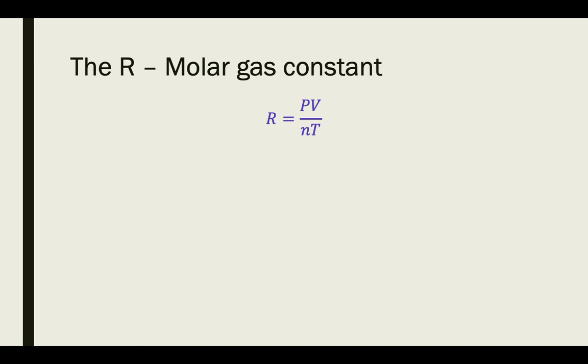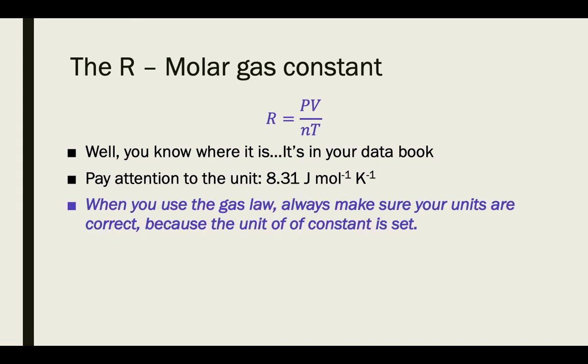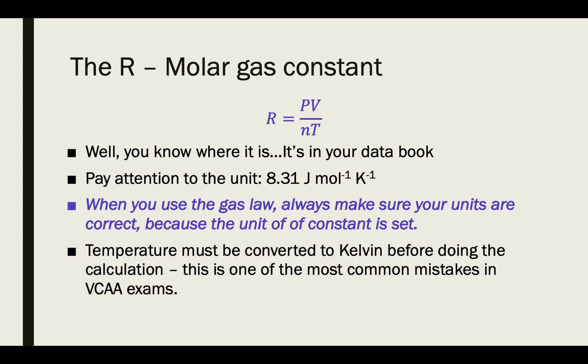Through experiment we realize that if you multiply the pressure and volume of a gas and divide it by its amount and temperature, the result is always the same, and that is the molar gas constant. It is in your data book. You realize that this constant comes with a set of units. That means whenever you're using the gas law, you need to always make sure that your units are correct, as prescribed, because the unit of the constant is already set. And finally, make sure that your temperature is converted to Kelvin. It is one of the most common mistakes in VCAA exams.